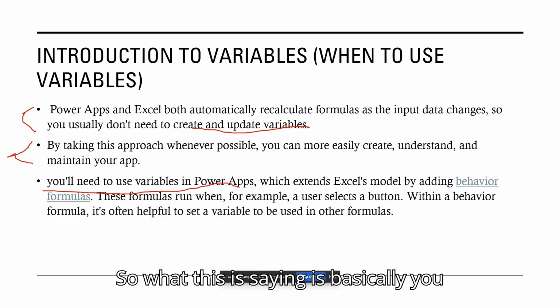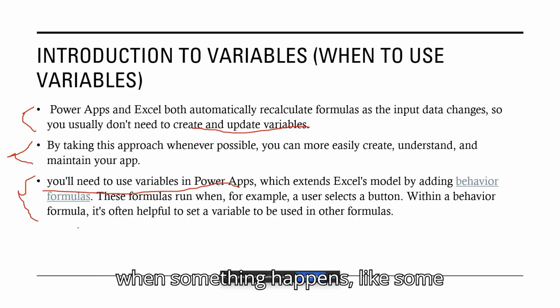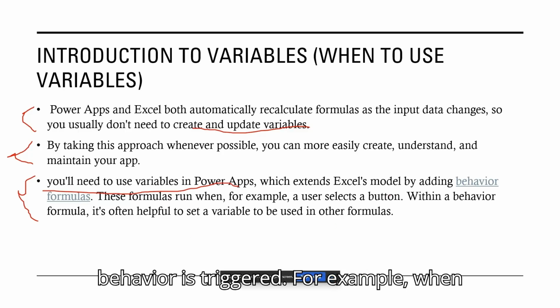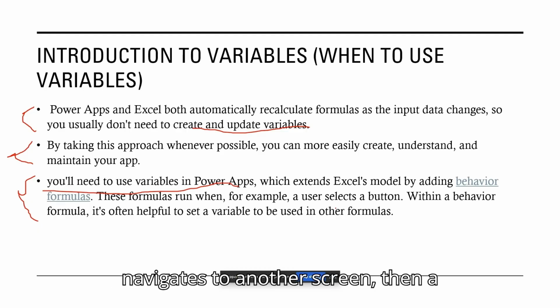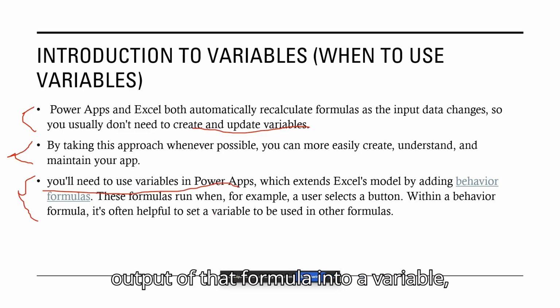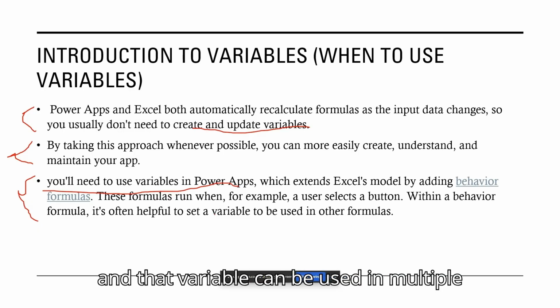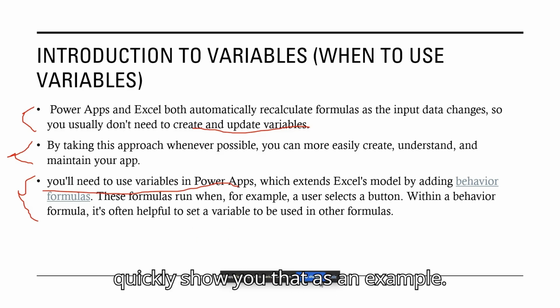What this is saying is basically you could write a formula which would trigger when some behavior is triggered. For example, when somebody clicks a button or navigates to another screen, a formula can be triggered, which can then store the output of that formula into a variable, and that variable can be used in multiple locations in the app. I'm going to quickly show you that as an example.